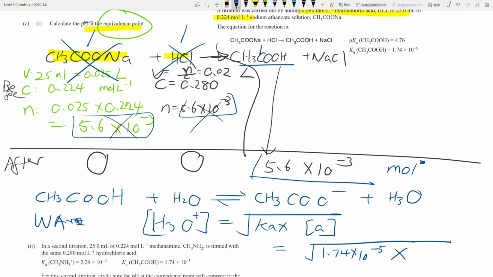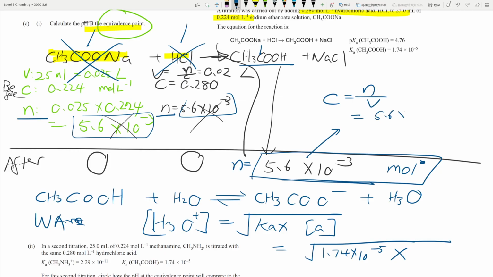Now, remember the number that we calculated is the mole amount, so we're dealing with moles. To find this concentration, we use C equals n divided by V, which is 5.6 times 10 to the power negative 3 divided by the total volume at this stage. We got this number from the question, and that's why we did this calculation at the end.